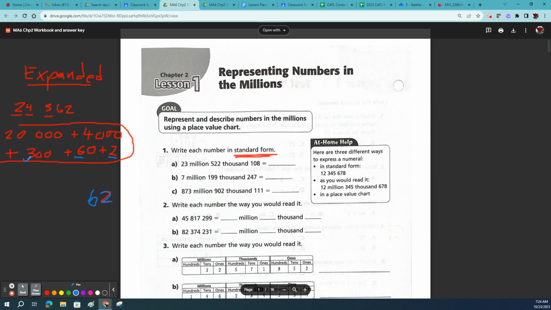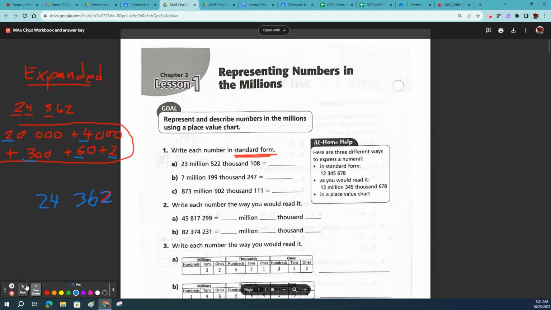How many hundreds do I have? I've got 3. How many thousands do I have? I've got 4. Notice I'm leaving a space because now I'm in the thousands period. How many 10,000s? I've got 2. So I've rewritten that number in standard form.